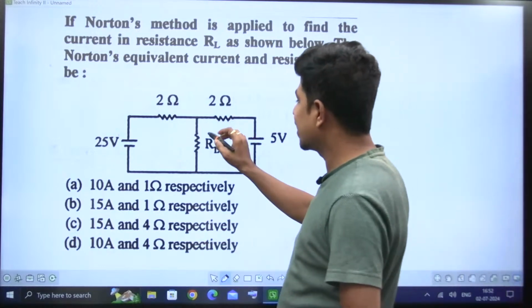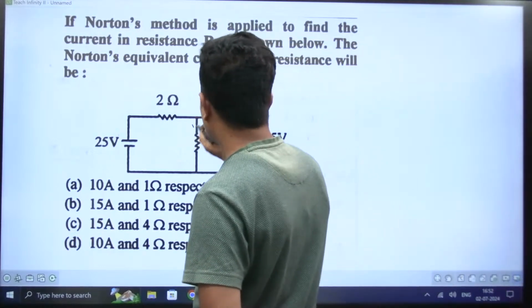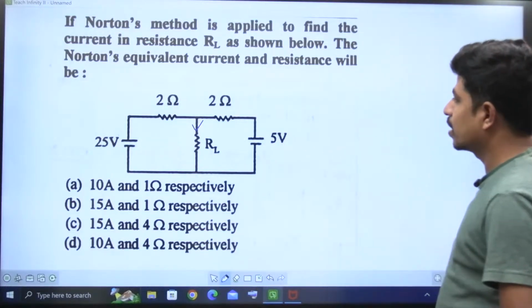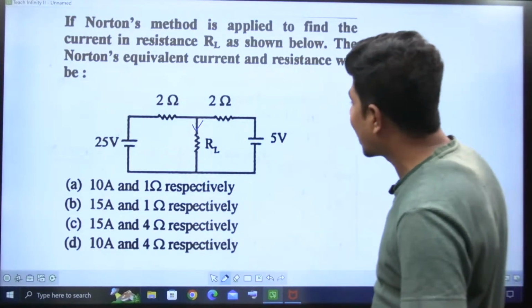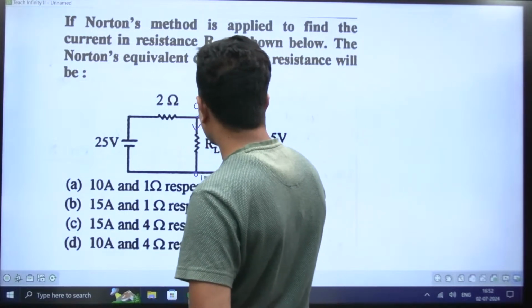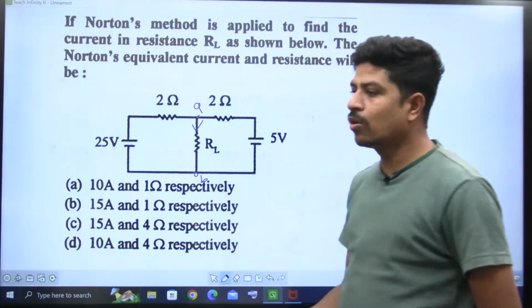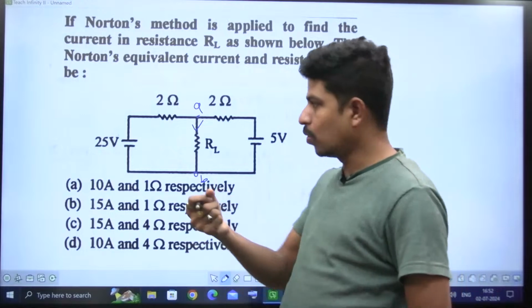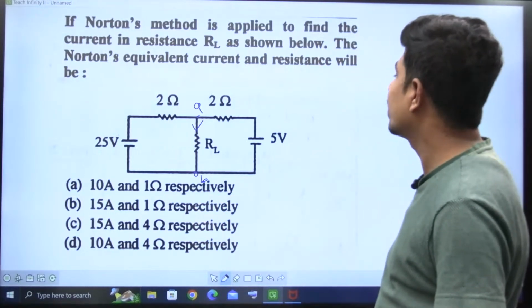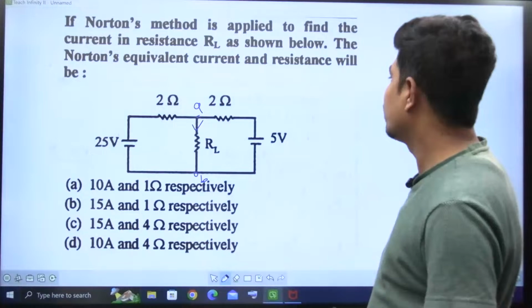So simply he's asking what is the Norton's equivalent circuit with respect to this point A and B. Wherever you want to find, remove that load. Then how much is the current? 25 minus 5, that is 20. 20 divided by 4 is 5.